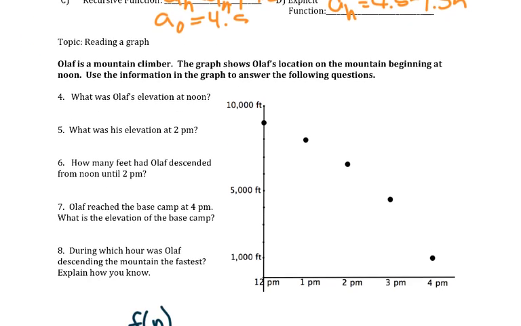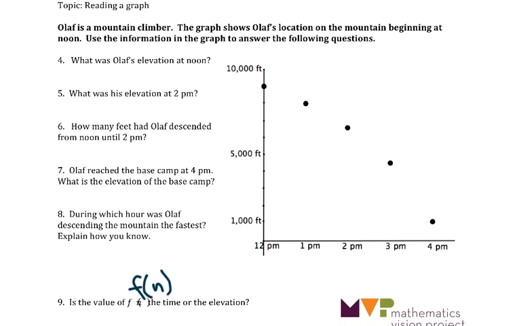Alright, now let's take a look at this graph. So Olaf is a mountain climber. The graph shows Olaf's location on the mountain beginning at noon. Use the information in the graph to answer the following questions. Okay, so here's our information right here. What was Olaf's elevation at noon? Well, noon's down here, so we find the point right there.